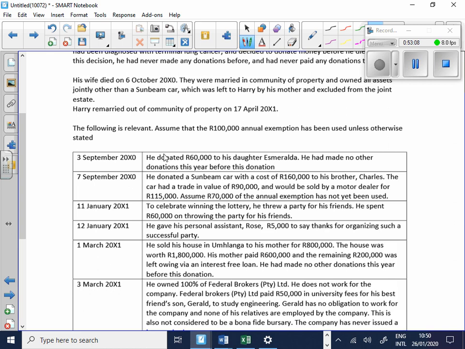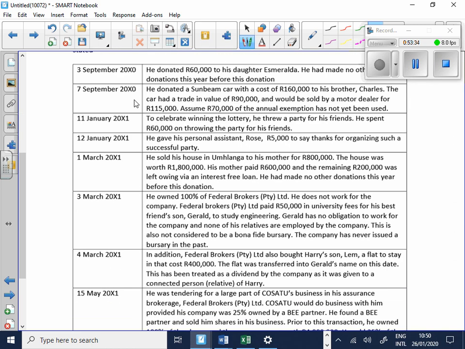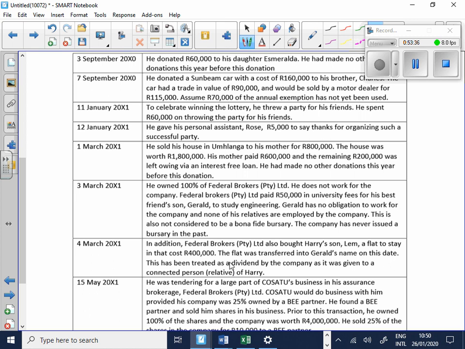Okay. He owned 100% of Federal Brokers. He does not work for the company. Federal Brokers paid 50,000 in university fees for his best friend's son. If you own a company and you make a donation out of the company and it's at your insistence, there's no reason for doing it. If you carry on reading, it says the company gets nothing out of it. Who pays donations tax, the company or you? You pay donations tax. Are you guys comfortable with it? Okay.